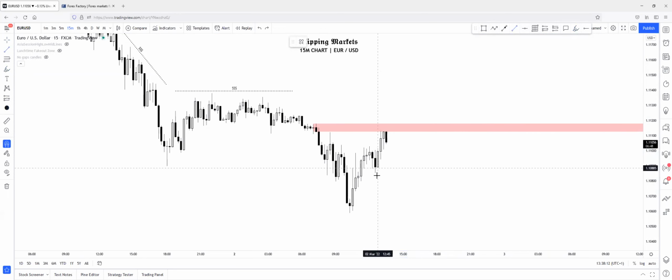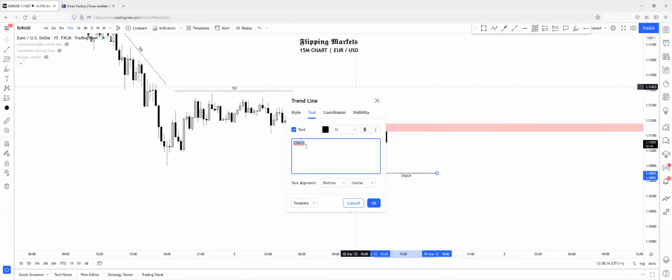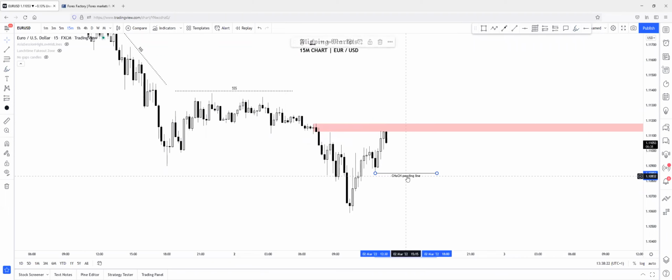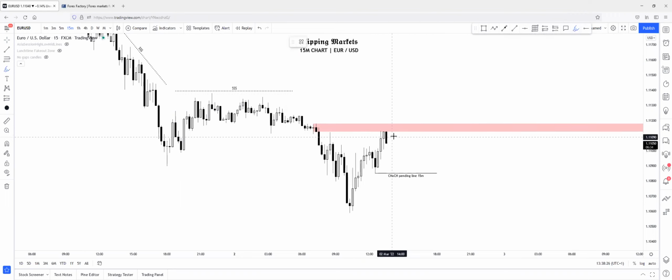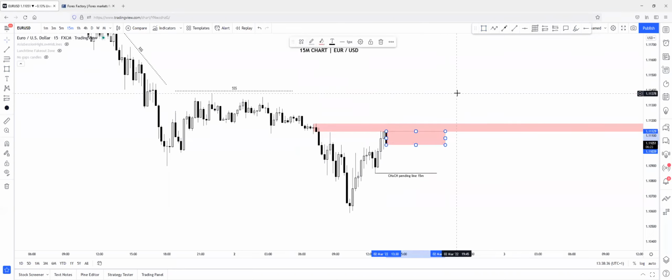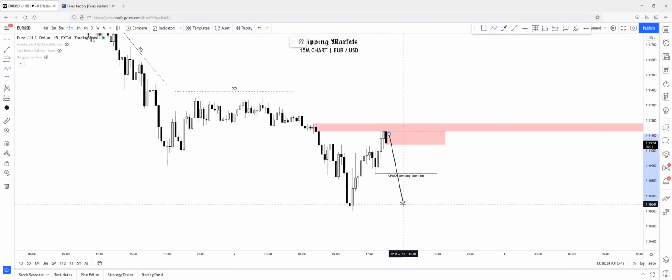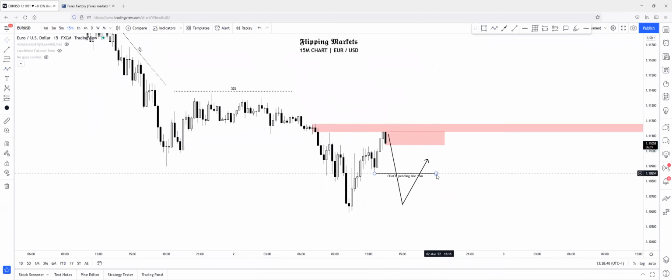And for a pending change of character line, this will be your pending change of character line. Let me just change the text. This is our change of character 15-minute pending line. Sorry, I forgot to type the 15-minute. So if price breaks below this supply zone, sorry, not supply zone, demand zone, and the structural low point, that will be a change of character on the 15-minute chart. And if this happens, you'll be able to mark out the supply zone that was leading to a change of character. So let's say price reacts on this supply zone.